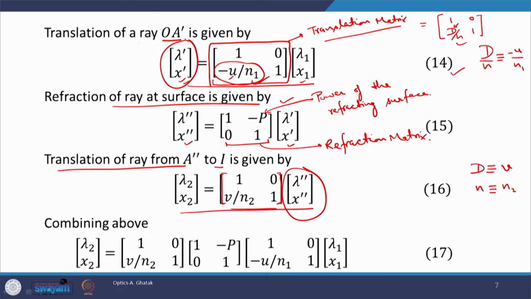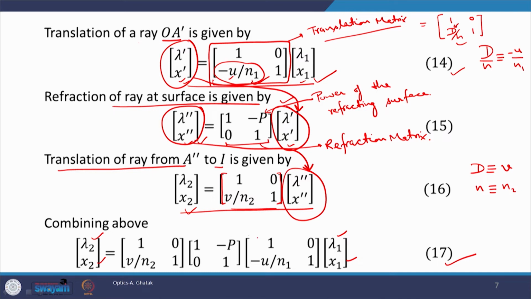How to do this? We will substitute lambda prime x prime from equation number 14 into equation number 15, and this will give the expression for lambda double prime x double prime. Then the final expression of lambda double prime and x double prime would be substituted into equation number 16. This will give a relation between lambda 2 x2 and lambda 1 x1, which is given by equation number 17 here. This relates lambda 1 x1 with lambda 2 x2 in matrix form.